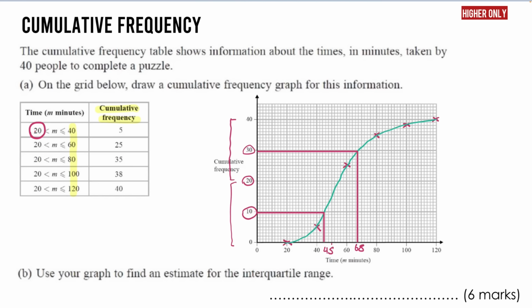For the interquartile range, I need to do the bigger take away the smaller. So 68 take away 45. And again, just little scenarios like this, I know that's an easy subtraction to do, but just make sure you use your calculator. And there we go, 23 for our interquartile range.